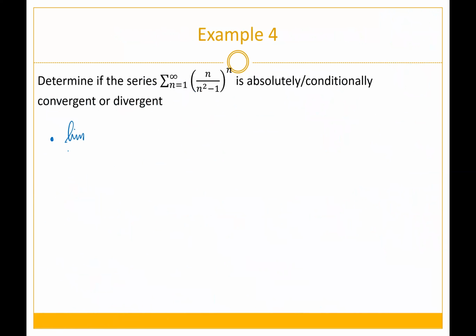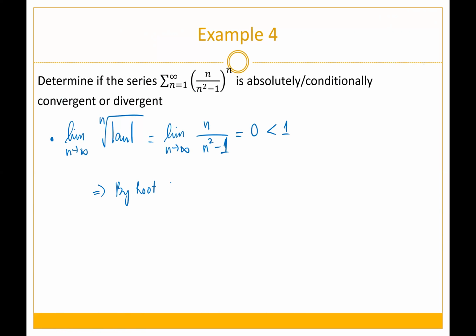You have the limit as n approaches infinity of the nth root of the absolute value of the nth term in the sequence. Then this one is equal to n to the n squared minus 1. And this one, you know for sure it's approaching 0, and 0 is smaller than 1. So, by the root test, the series, we'll say this should start at 2 instead of 1, is absolutely convergent. So really easy.